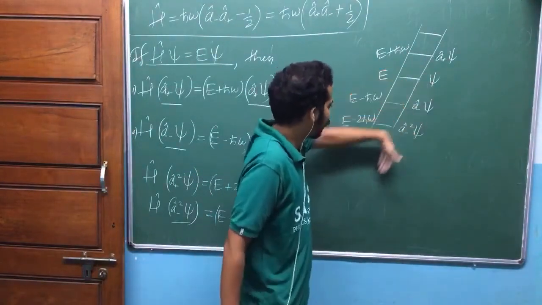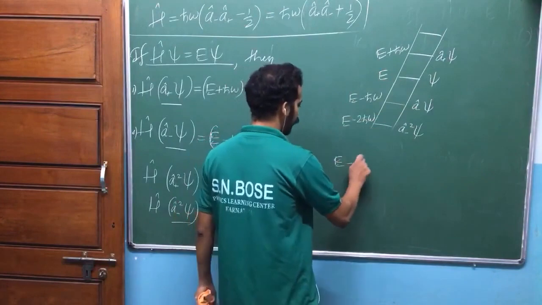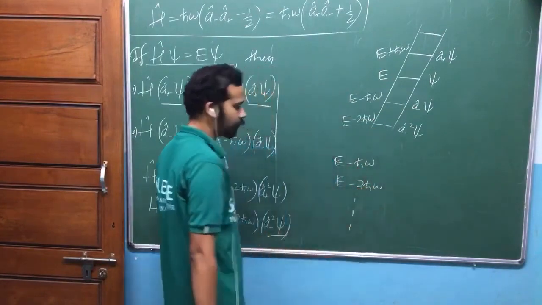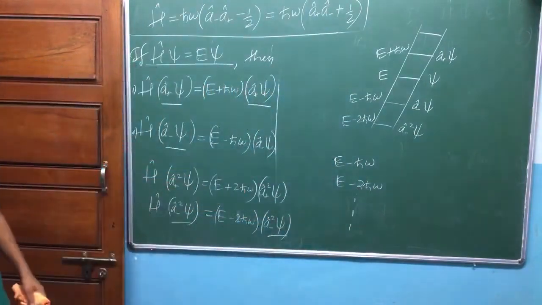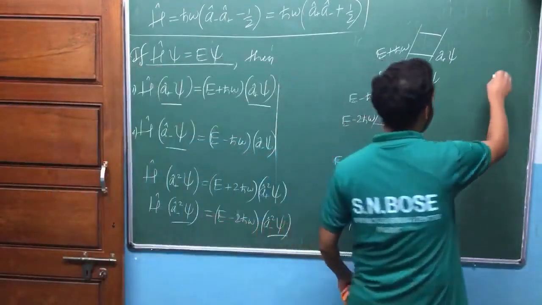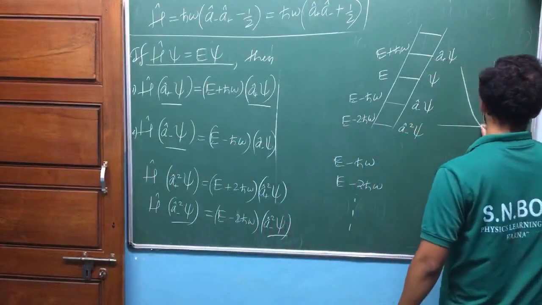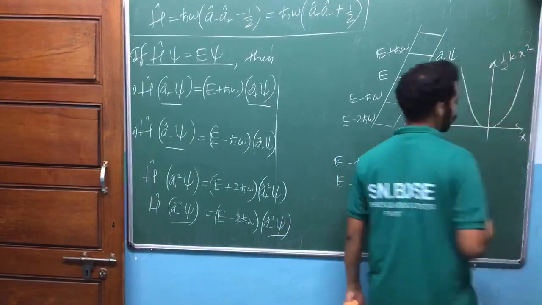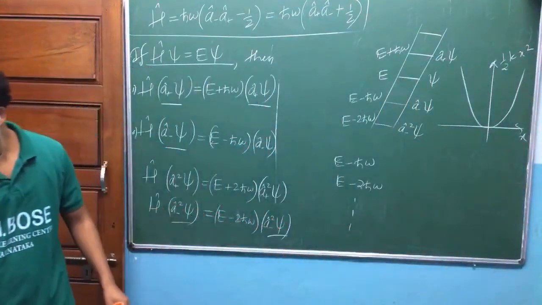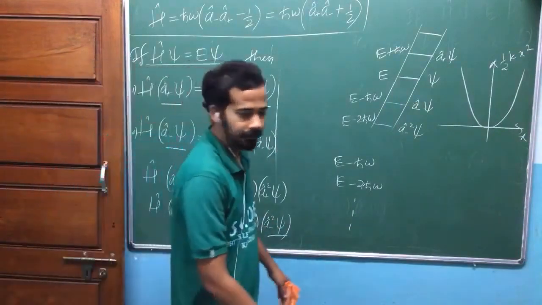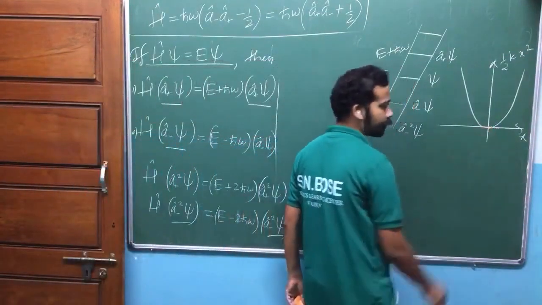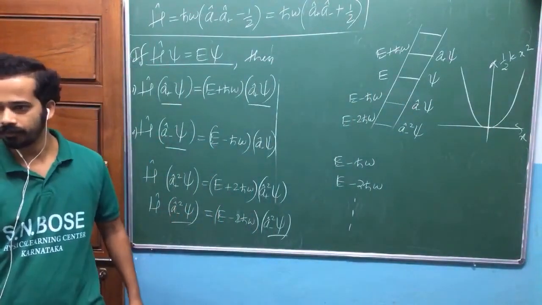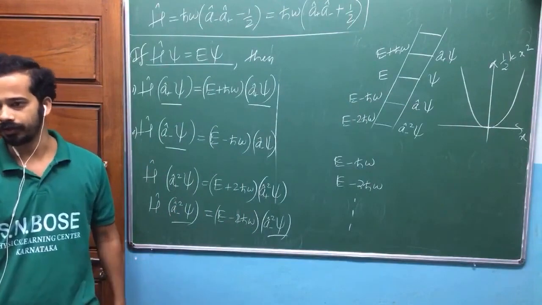But how long can you operate A minus cap? Look at here. E minus h bar omega. E minus 2h bar omega. So when you continue like this, you may get negative energy. Negative energy is not possible. Why? What is our potential? Half k x square. What is the minimum value of the potential? 0. Energy should exceed the minimum value of the potential. Energy should be greater than 0. Is that okay? Energy cannot be 0 here.